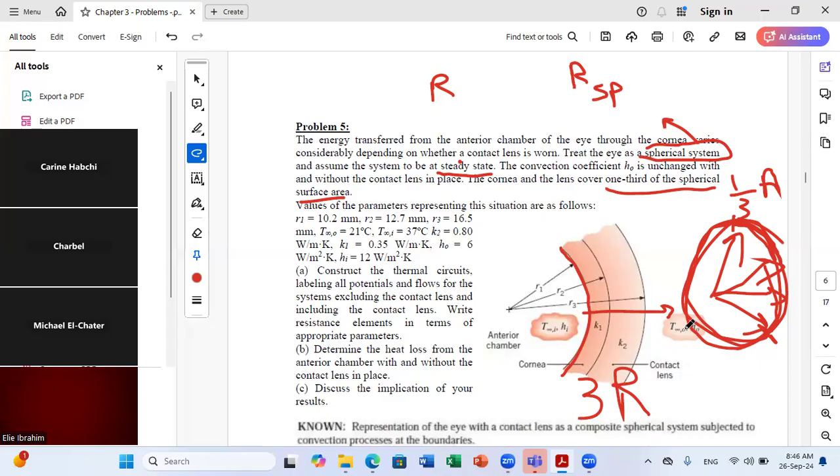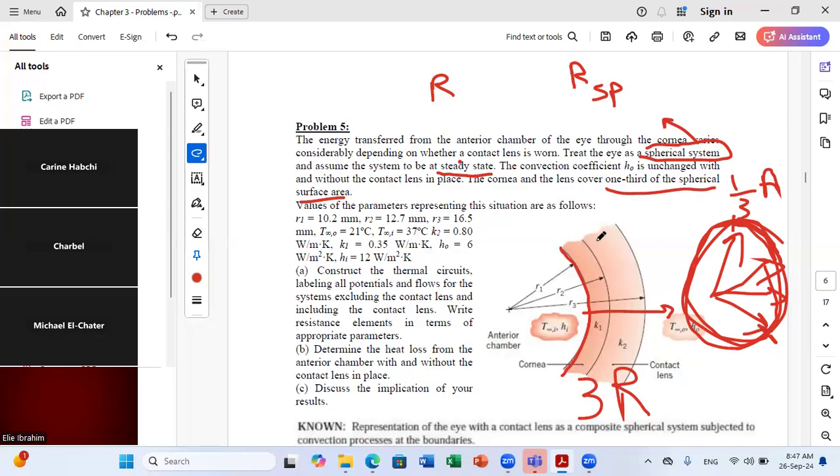So this problem will explain why, when we put a contact lens, we feel a hotter sensation in the eye. Because what will happen when we put the lens? When we put the lens, we have higher resistance to heat transfer. Exactly. So whenever you have a higher resistance to heat dissipation, this will lead to a higher warm sensation for your eye.